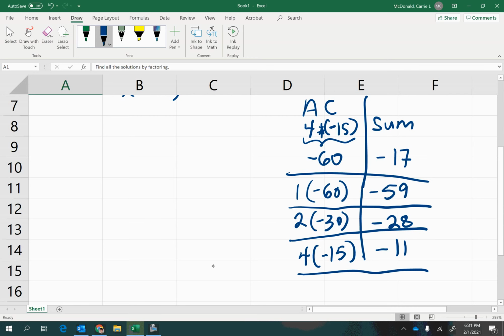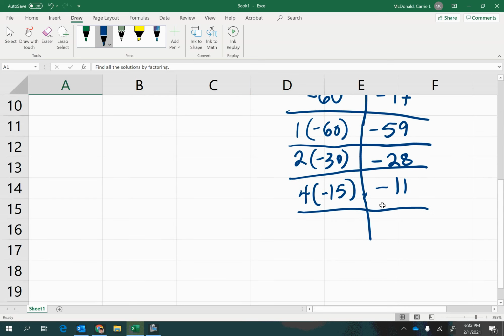So maybe I should have tried 3 before I went on to 4. That would be more methodical: 1, 2, 3, then 4. So 3 times negative 20, that will give me negative 17. So this is the factor pair that I want.